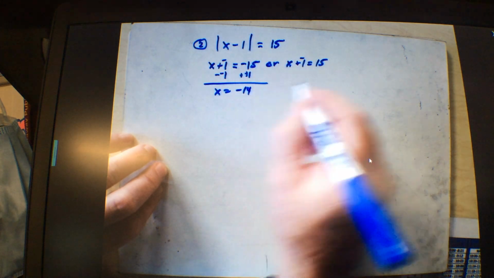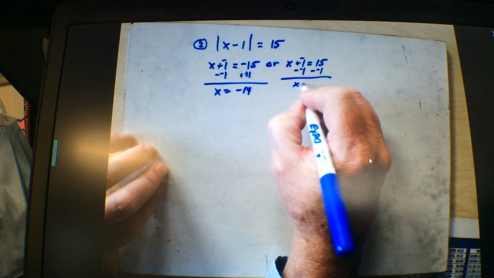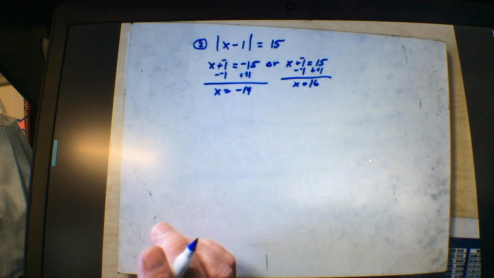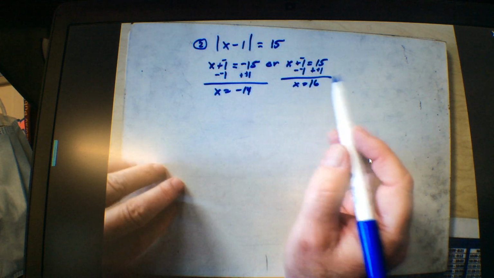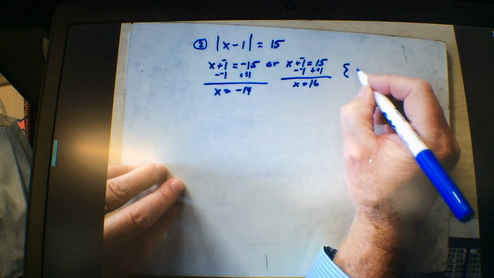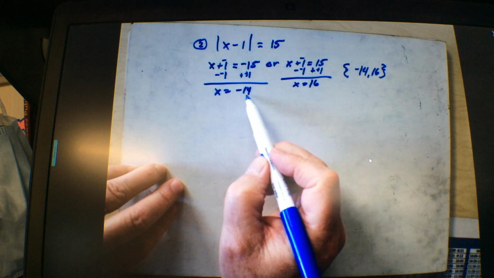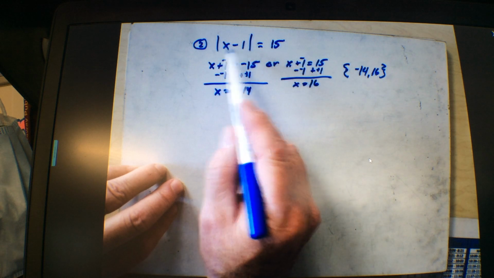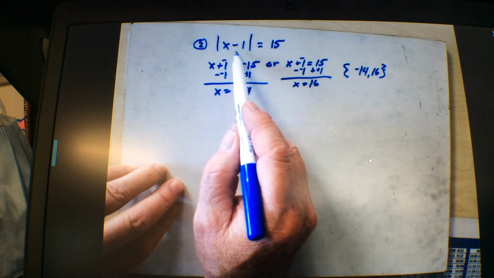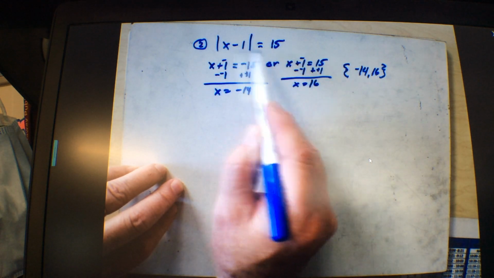Negative 14, and I'm going to do the same over here. X equals 16, correct? All right, now folks, I have two answers. They are negative 14 and 16, and I can check them by taking negative 14, putting it back in, subtracting 1. Negative 14 plus a negative 1 is a negative 15. The absolute value of negative 15 is 15. I can put 16 in. 16 minus 1 is 15. The absolute value of 15 is 15.